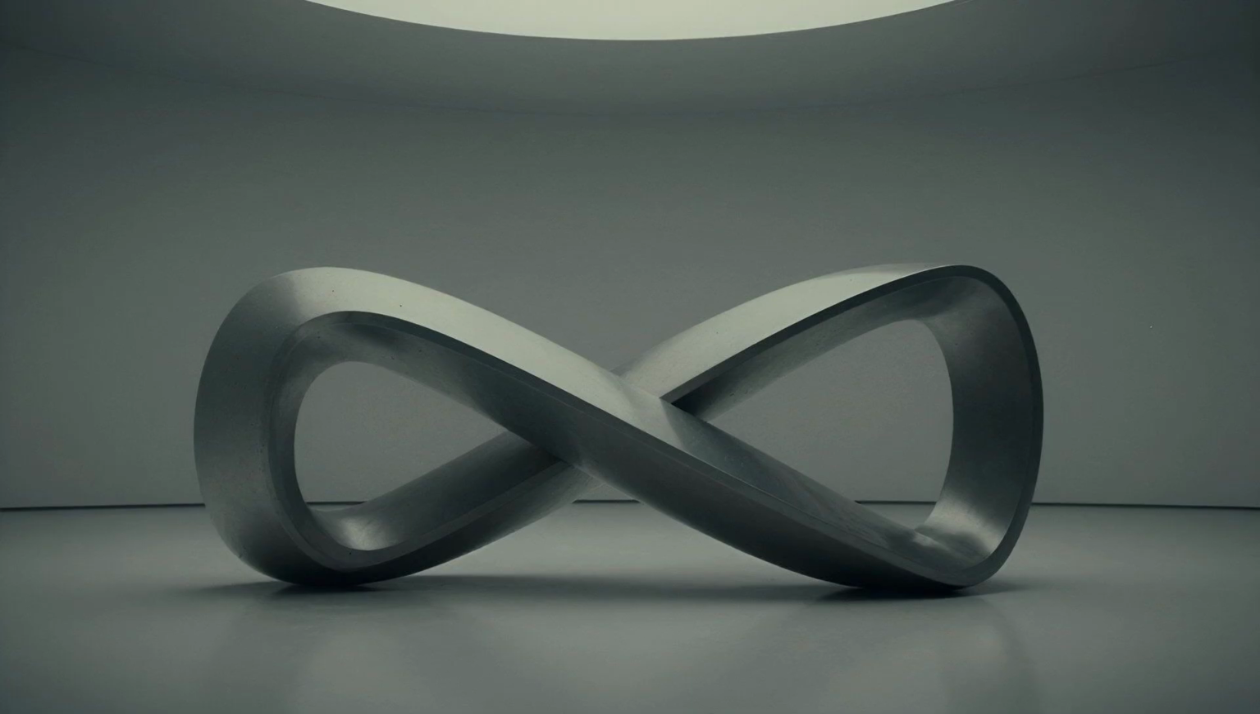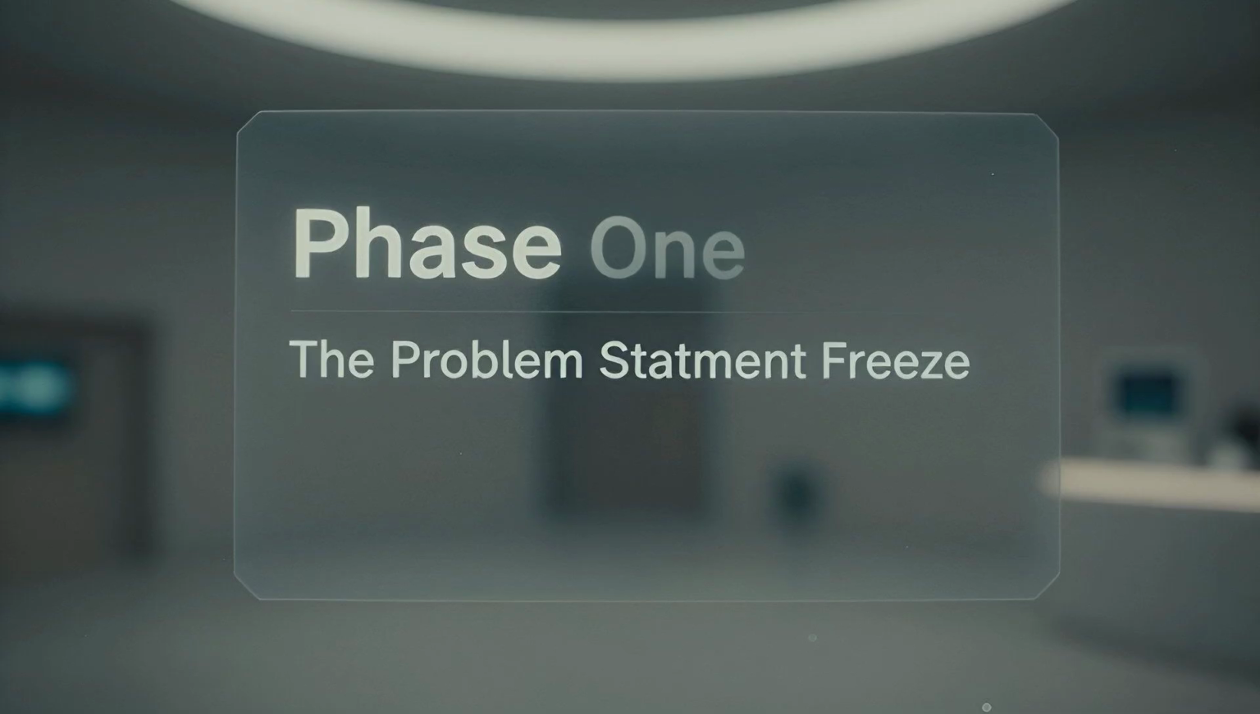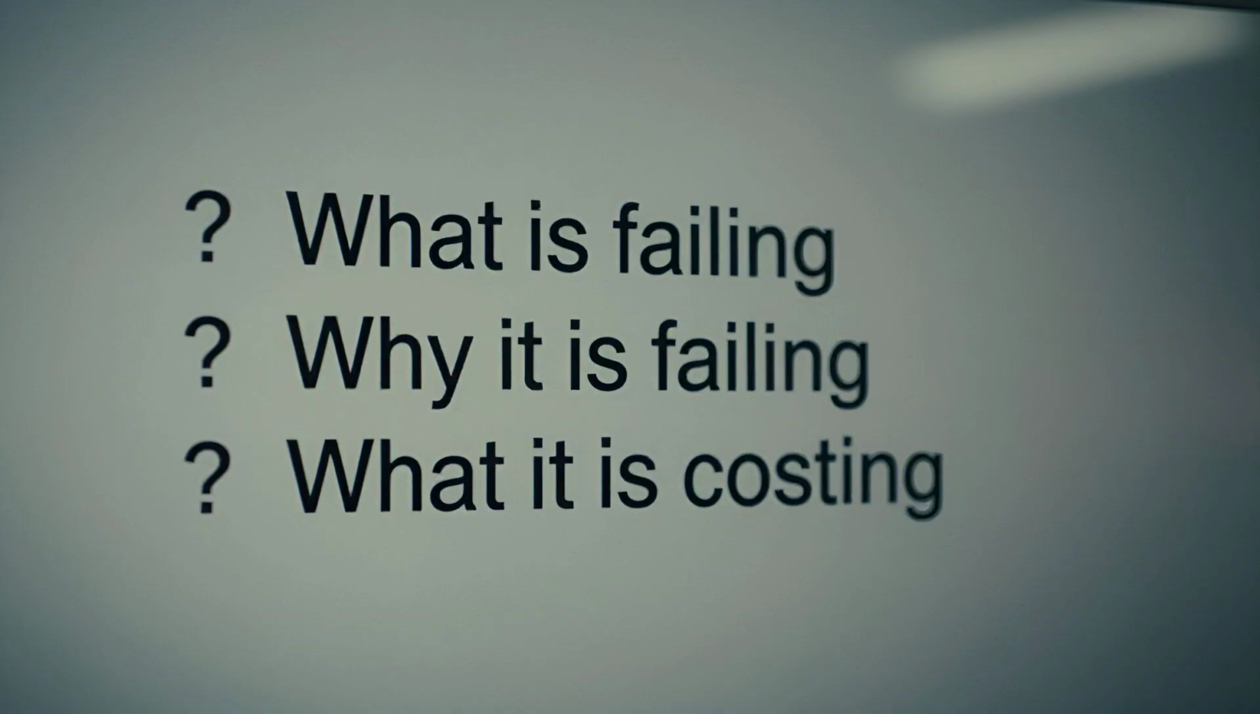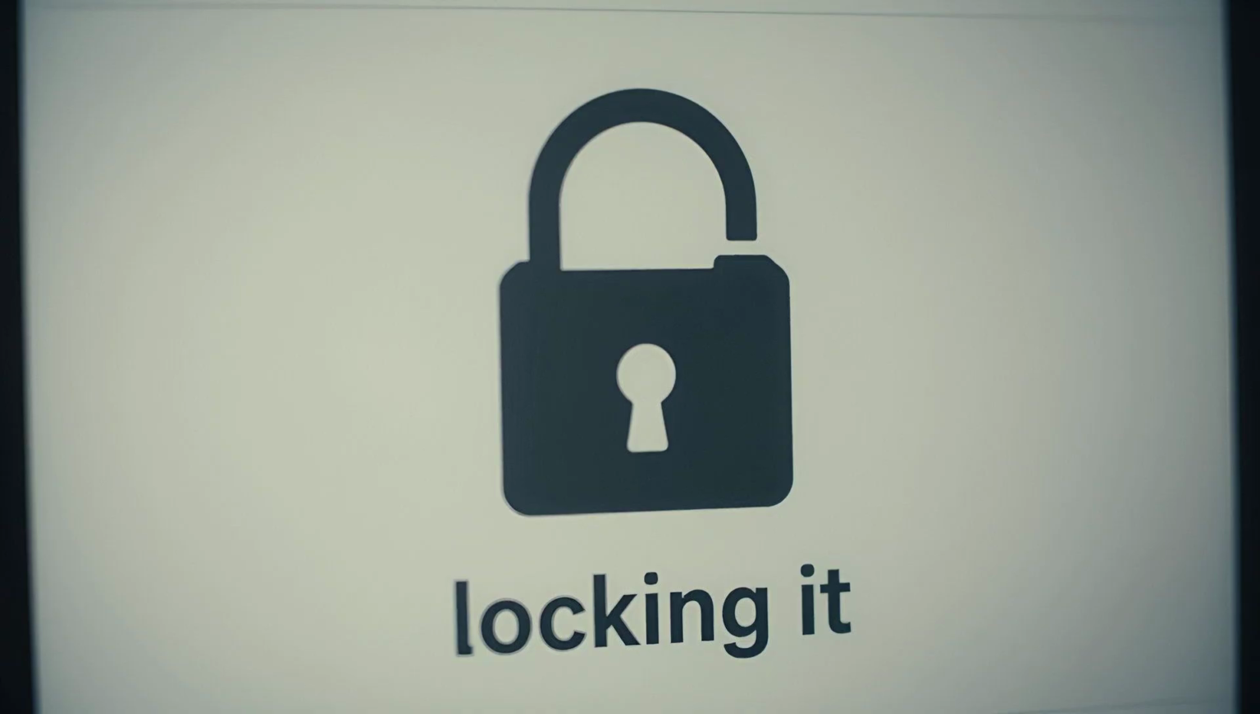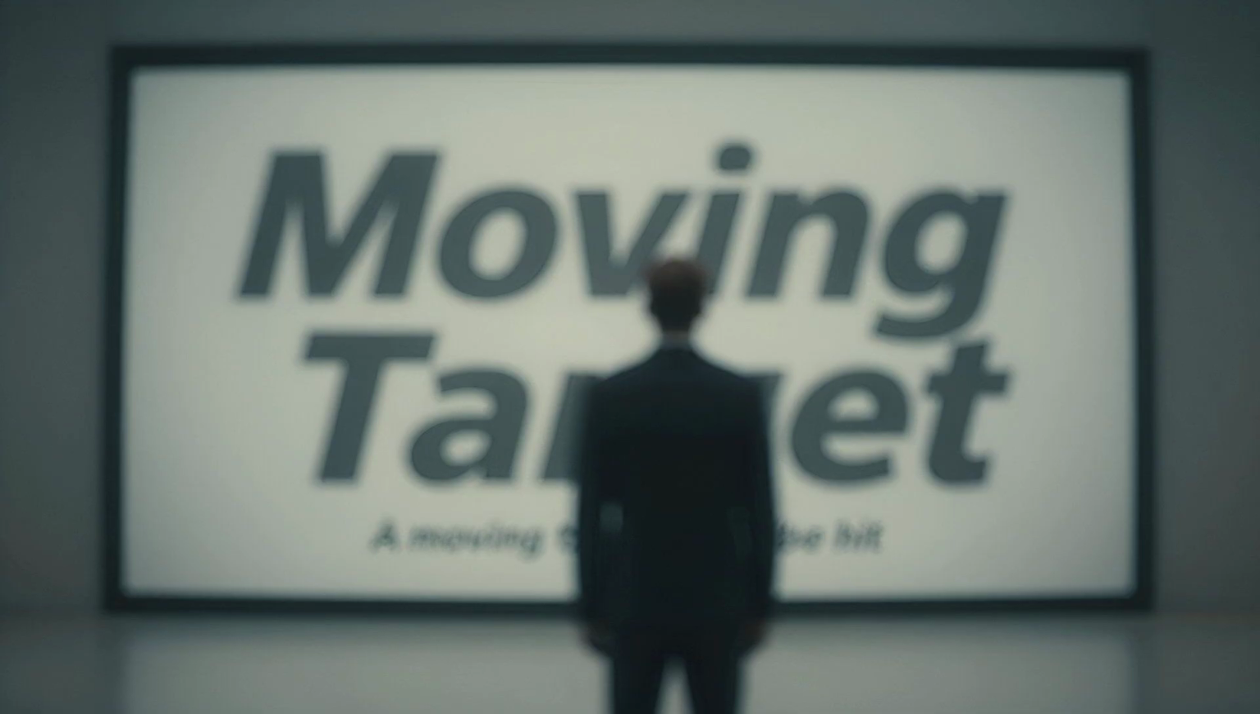This is the system. Phase 1. The problem statement freeze. Before generating a single solution, you write the problem in 1 sentence. What is failing? Why is it failing? What is it costing? Then you get agreement on that sentence. Then you lock it. During solution generation, the problem statement does not change. If it needs to change, you stop. You restart. A moving target cannot be hit. Define it. Freeze it. Then proceed.